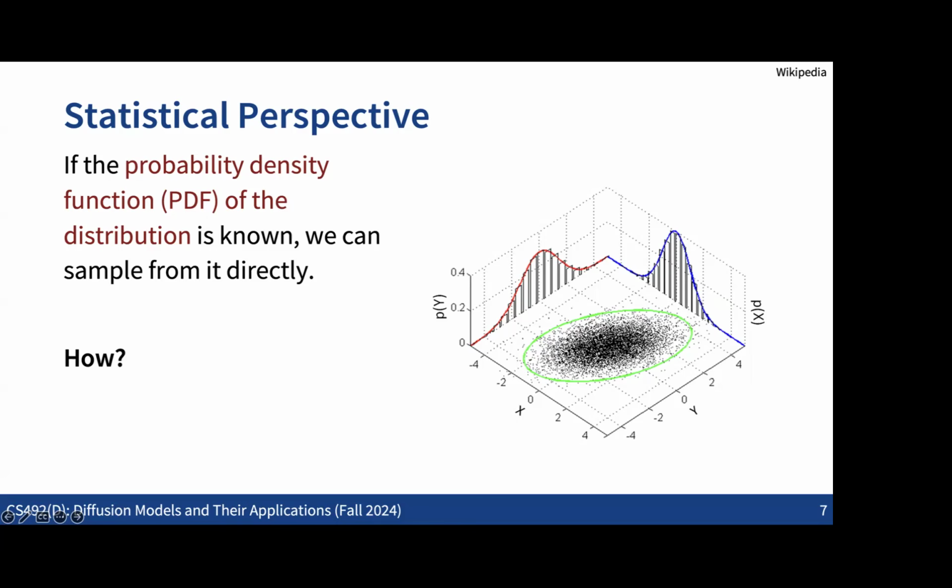Would you post your answer in the Slack workspace? Any thoughts? Let's say you have a simple Gaussian distribution in the unit space. Based on that, how can you make another sample?